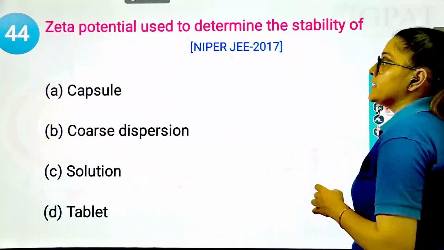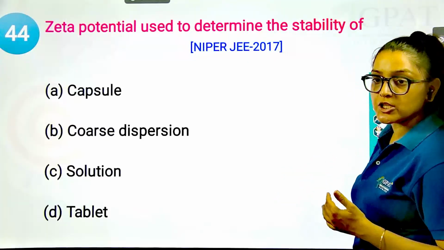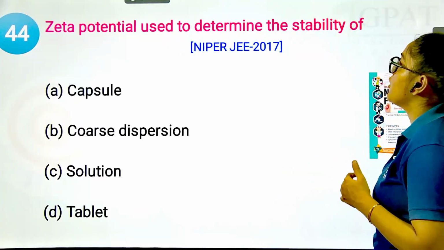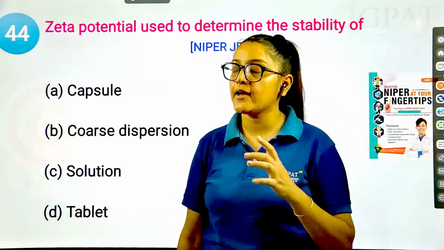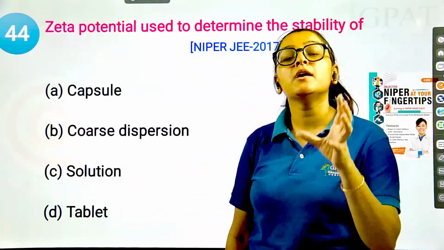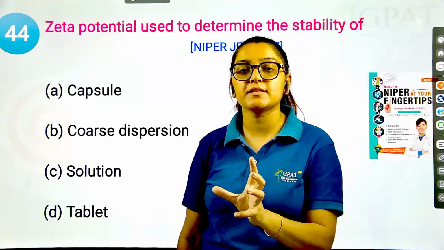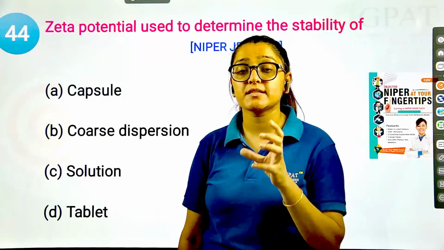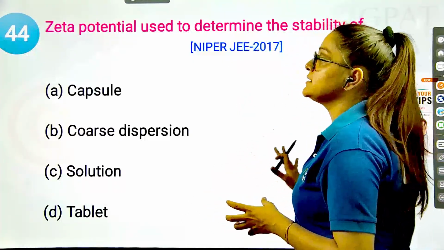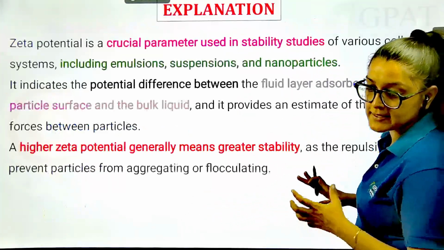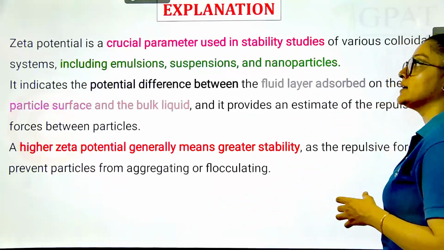Next question. Zeta potential is used for the determination of the stability of what? So zeta potential basically deals with, I have exactly used the term, coarse dispersion, the biphasic systems, the suspension, emulsion, where the stability really needs to be controlled. So in the zeta potential case, we have coarse dispersion as our correct answer.